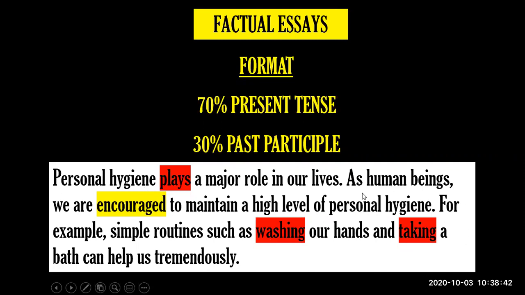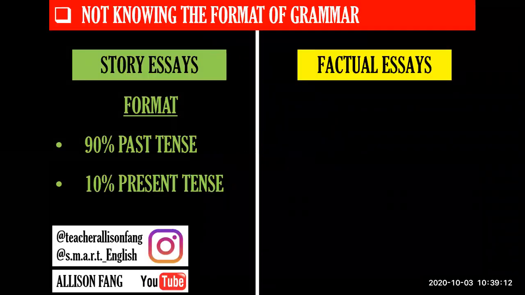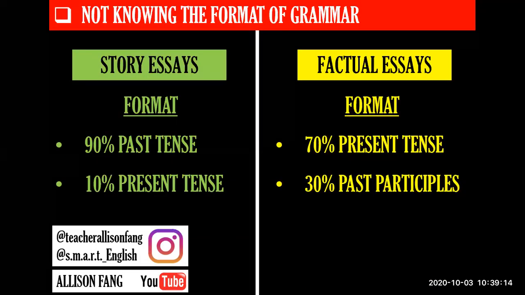However, as human beings, we are encouraged to maintain high levels of personal hygiene. This is a past participle sentence. You are forced to do something by someone asking you to do it. So you are encouraged, you are forced, you are neglected by someone. So these are called past participles, all right? So this is the second way on how you may fail your English essay, is when you do not know the format of your grammar. So this is the second way.